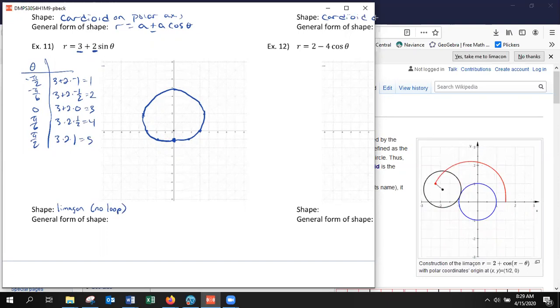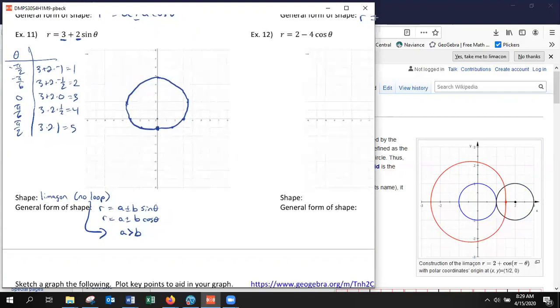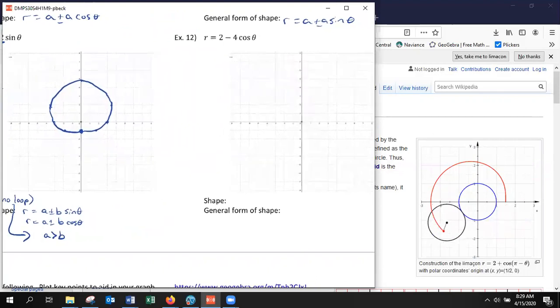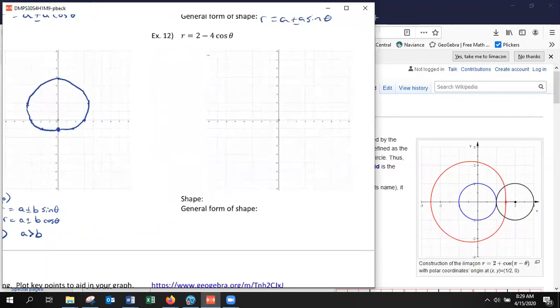And the reason for that is because we have r equals a plus or minus b sine of theta, or r equals a plus or minus b cosine of theta. Now a is bigger than b, which is where that no loop comes into play. So where this one does not have a loop, this one will also be a limacon, but this limacon will have a loop. And rather than jump to the graph and what this graph is going to look like, let's plot some points to see if we can determine what's going on.